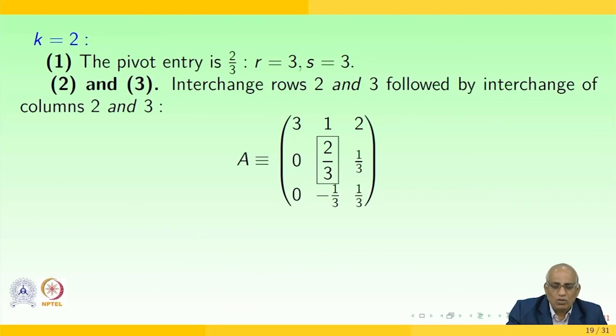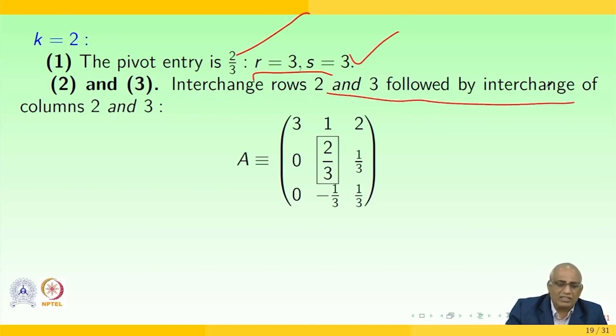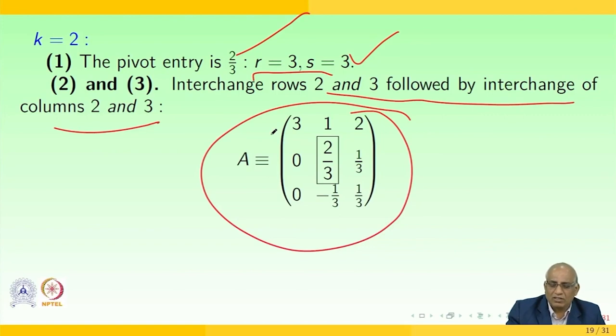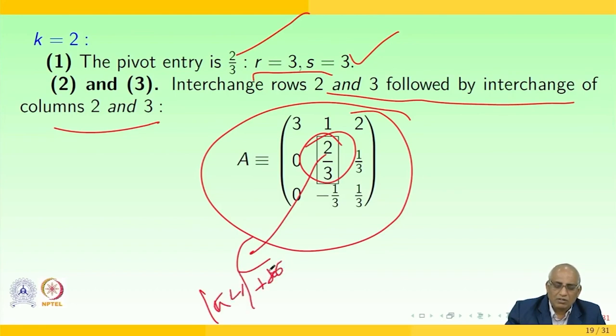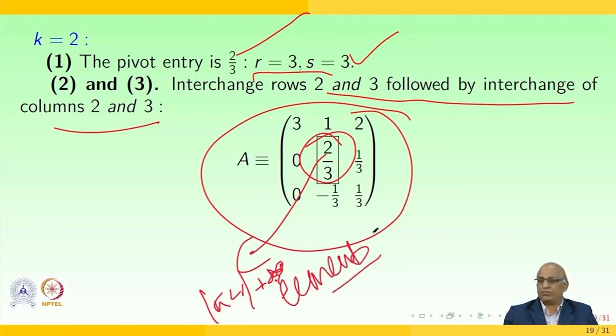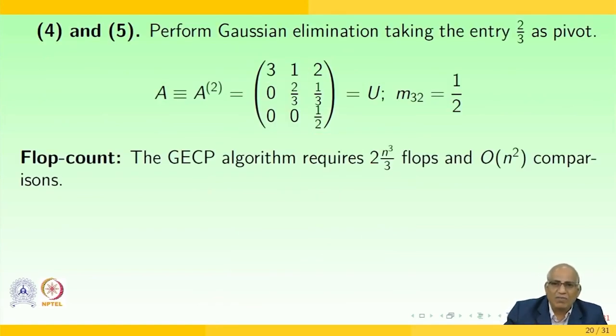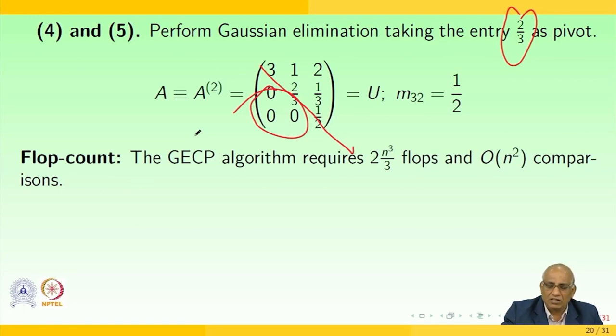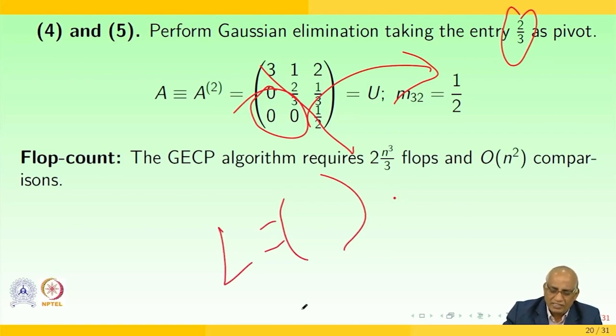So for k equal to 2, the pivot entry is 2 over 3, with r equal to 3, s equal to 3. We interchange rows 2 and 3 followed by interchange of columns 2 and 3. This is the matrix you get. Among these two, this is the bigger element, so this is already in the pivot position. You then perform Gauss elimination taking the entry 2 by 3 as the pivot. Essentially you will get this matrix. These are zeros, so this is what is called an upper triangular matrix. The way we did it, by using the multipliers we can form L, and by using the row indices and column indices we can form P and Q.